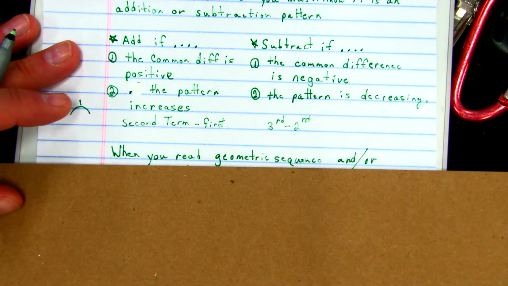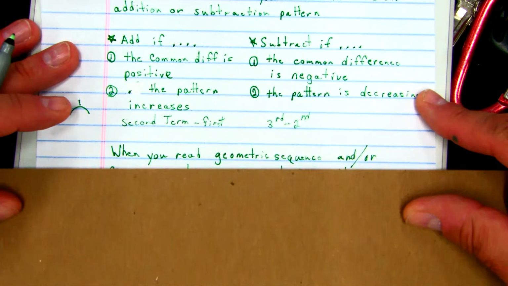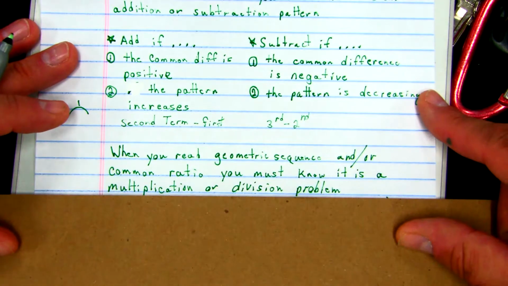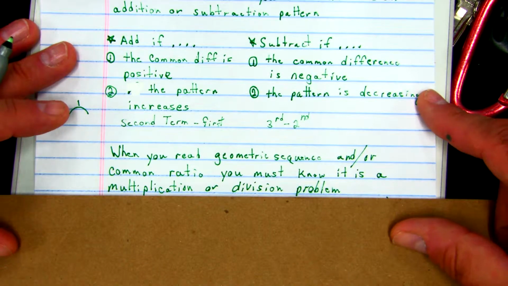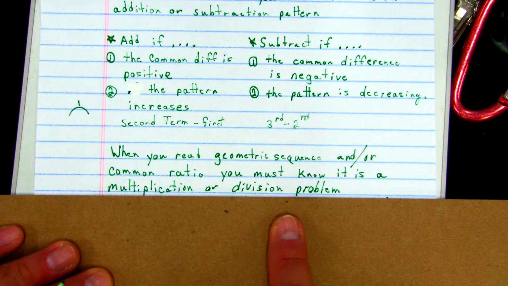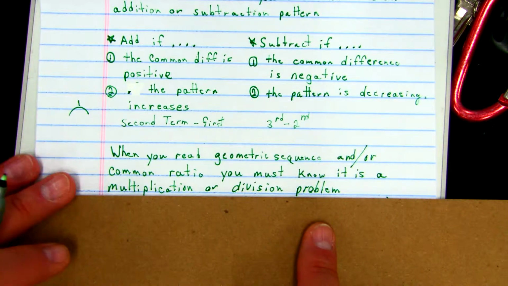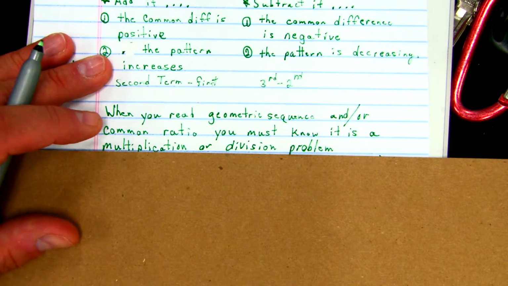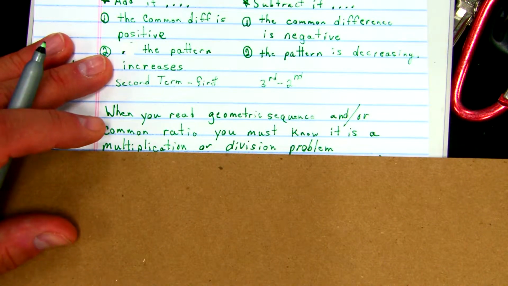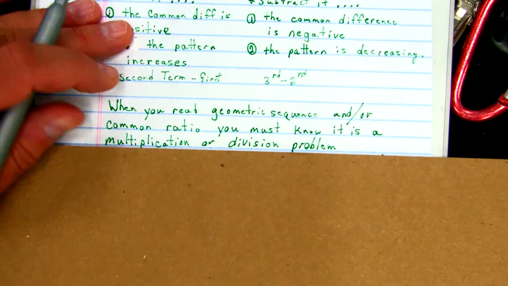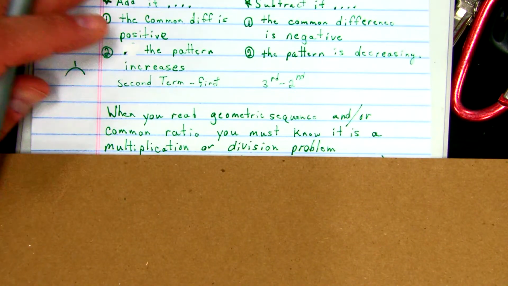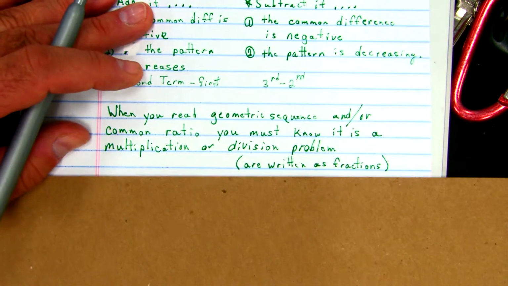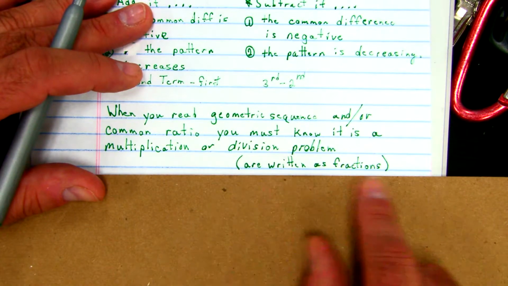Okay, the second part was when you read a geometric sequence and or common ratio, you must know it is a multiplication or division problem. Now here's the catch with this one. Division problems are written as fractions, correct? So if I write 1/10, that means I'm dividing by 10, because multiplying by 1/10 and dividing by 10 are the exact same thing. All right? So please make sure that you are paying attention to those words. Remember, divisions are written as fractions.